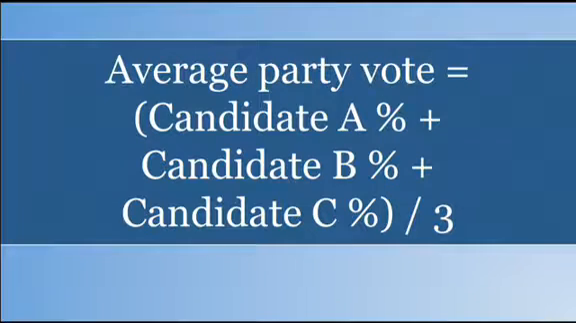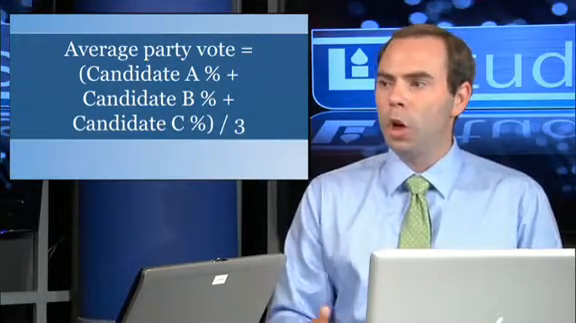Our equation here needs to look something like this. We're going to find the candidate's party performance, candidate A, plus candidate B's party performance, plus candidate C. I would recommend in any district using at least 3, but you can always use more. If you want to use 4 or 6 for the same district, that's fine to do, just you'll divide it by whatever number of races you have.